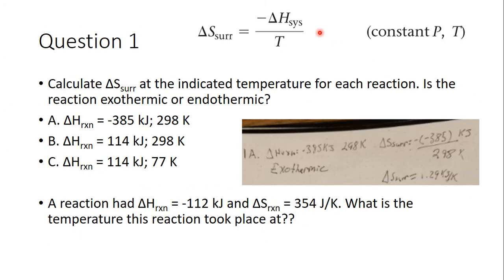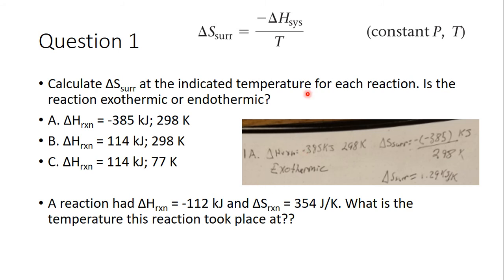So our first question is using this equation. So calculate delta S surrounding for the temperature and determine if it's exothermic or endothermic. So I have A here, and we're looking at enthalpy of reaction. So remember, H is enthalpy, that means heat. So our reaction is losing 386 kilojoules of energy. If enthalpy is negative, that is exothermic.